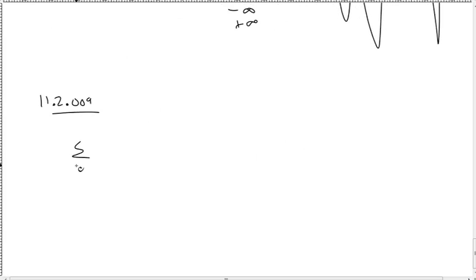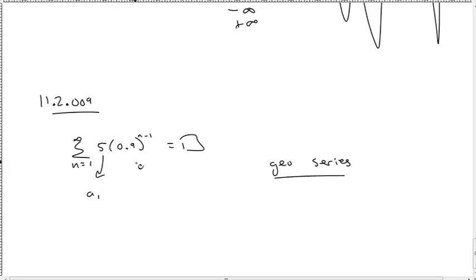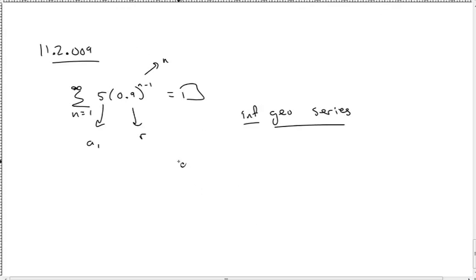All right, so I've got the summation of n equals 1 to infinity of 5 times 0.9 to the n minus 1. They just say find it. Well, this is that geometric series stuff again, and we'll be very familiar with this as we go through chapter 11. A sub 1, that's an R, stands for ratio, and then your n minus 1 term, or just n is fine. If you see this format, it's an infinite geometric series, and there's a special formula just to get the answer.